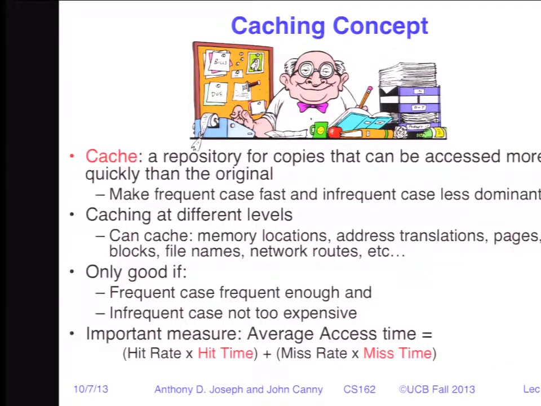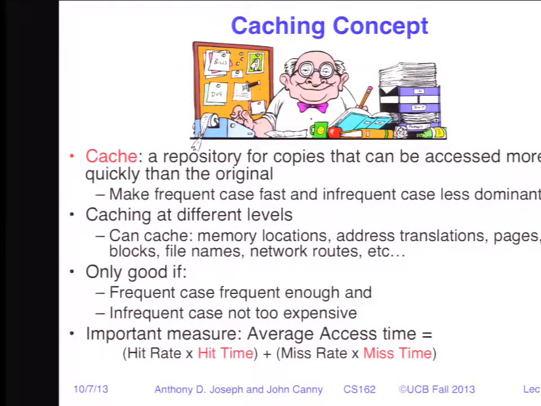Now, an important measure for a cache, for a memory hierarchy or for any system involving caching, is the average access time. The average access time has two components. The first component is the hit rate times the hit time. So when you find it in the cache, what's the time to access it in the cache, plus the miss rate, so the fraction of time you don't find it in the cache, times the cost when you have to fetch the original.